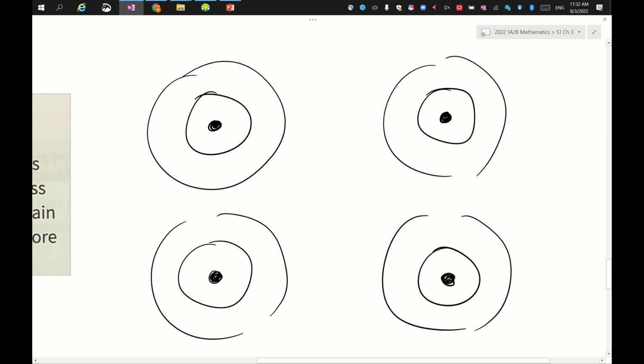So these are 4 cases, okay? 4 cases. This is the performance of the first guy. This is where he shoots. What do you think of his performance, the first guy? Good or bad? Bad, right?